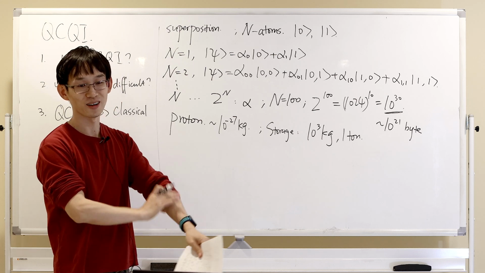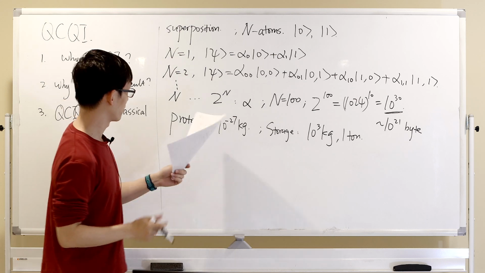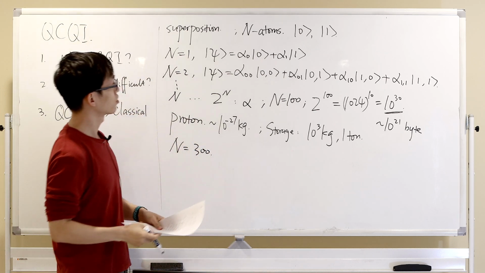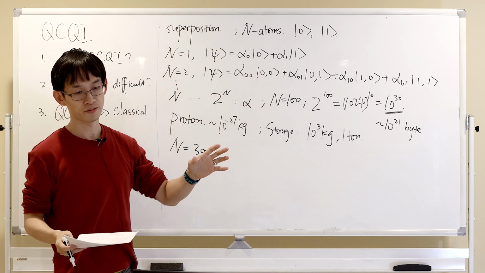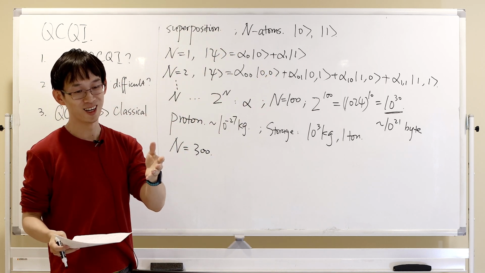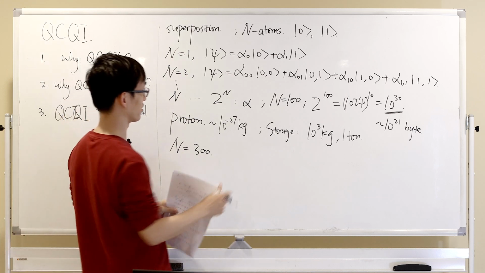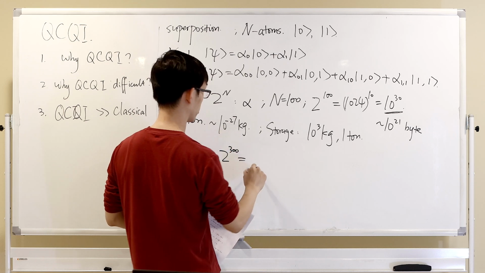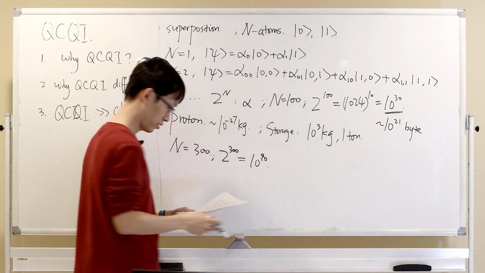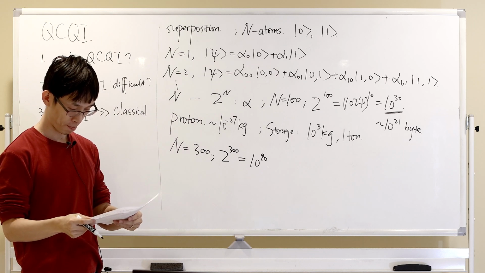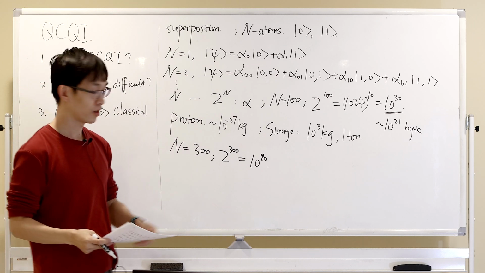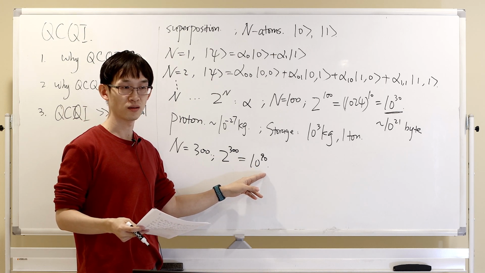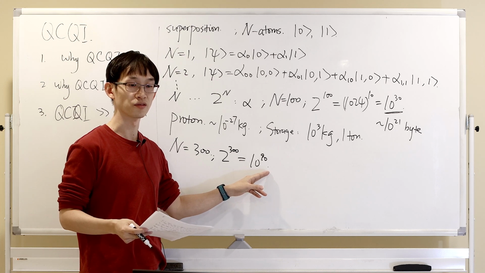1 ton is not crazily large. But if we increase the number to 300 atoms, which is not anything crazy, any DNA strand has more than that. So with 300, the number of coefficients you need is 2 to the 300, and that's about 10 to the 90th. And how large is that? That's actually larger than all the available protons in the universe.